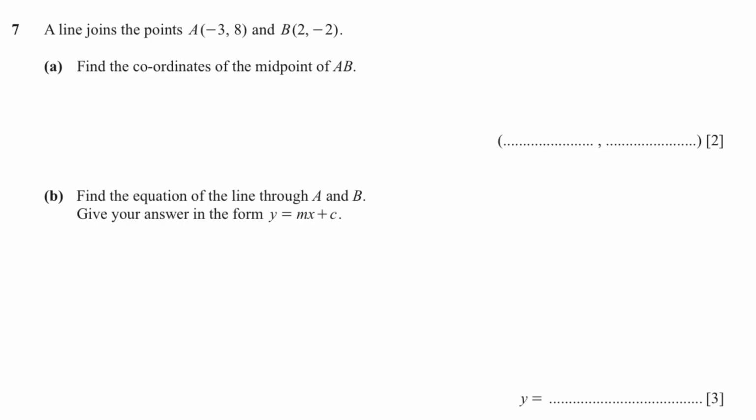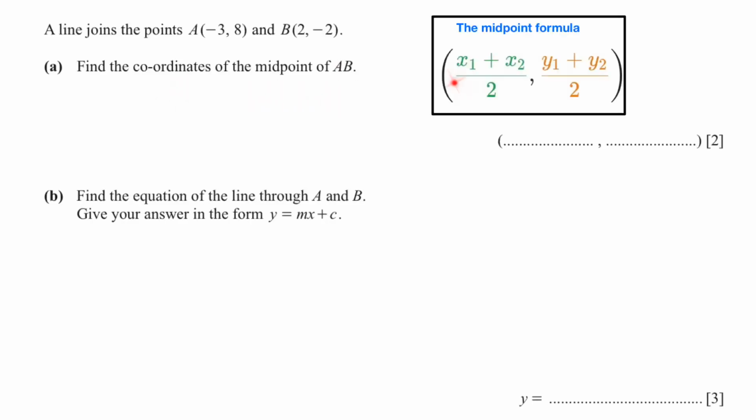Question number 7. A line joins the points A and B. Part A, find the coordinates of the midpoint of AB. To find the coordinates of the midpoint, you need to use the formula (x1 plus x2) divided by 2 and (y1 plus y2) divided by 2.